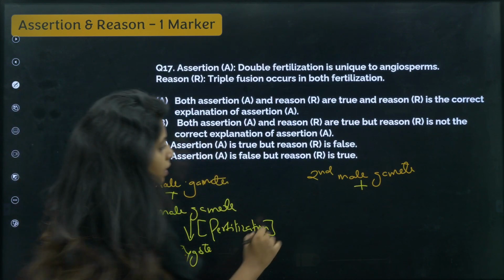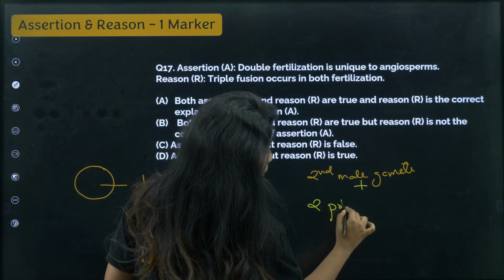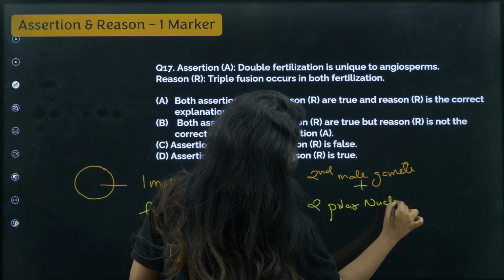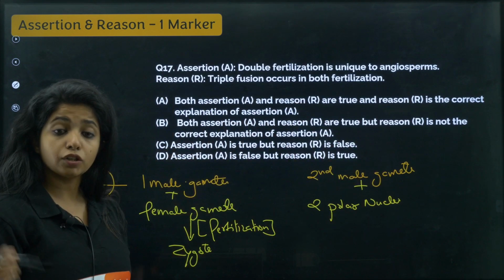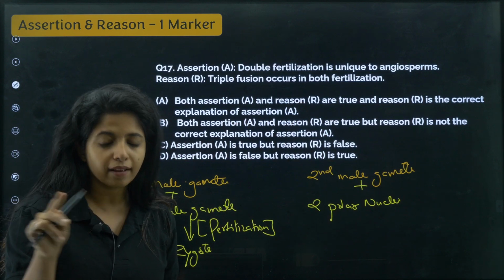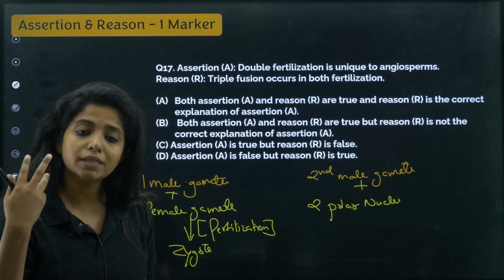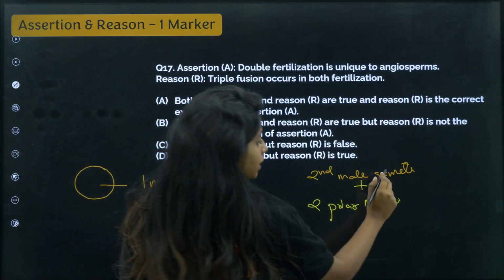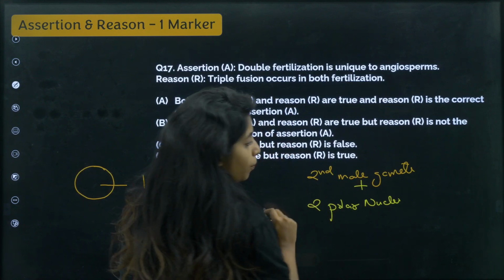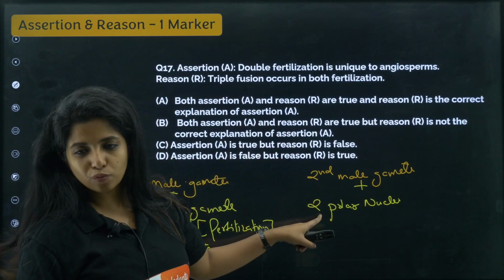Now the second male gamete fuses with what? The two polar nuclei. There are two polar nuclei also. In the ovule, there is an egg cell and two polar nuclei. The polar nuclei are two nuclei and part of a large cell which is known as the central cell. So the second male gamete fuses with the two polar nuclei.